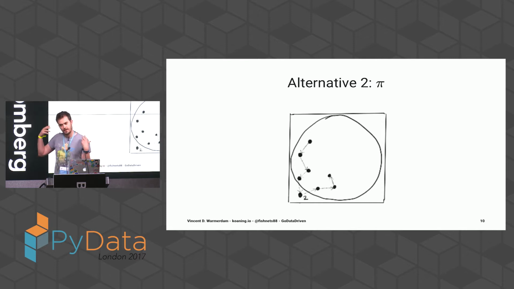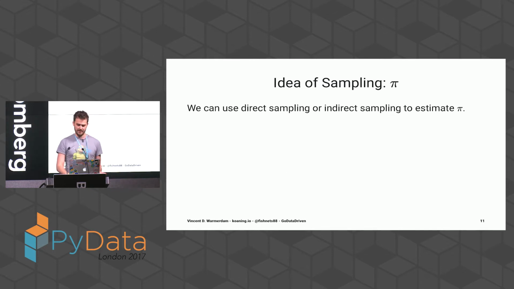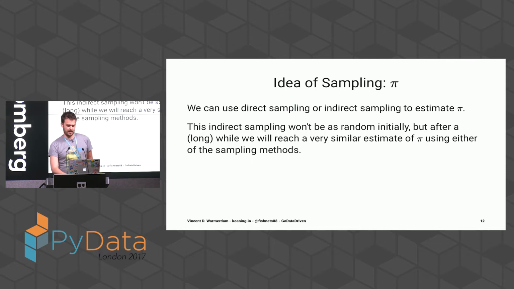Okay, so I hope at least we have two ways of sampling, and if we do this, then we'll also get to pi. We have a direct way of sampling, and we have an indirect way of sampling. This is the first concept we need to have in our head before we move on to higher levels of abstraction. We can use direct sampling or indirect sampling to get an estimate of pi out. This indirect sampling won't be as random initially. We need to have this chain be very long before we actually get something that's nice and random enough. But if we do this for, let's say, millions of times, then at some point this will be random enough so we can get an unbiased estimate of what pi is.